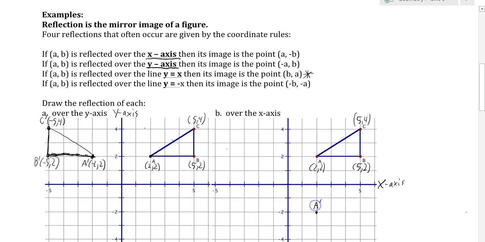So we get A prime is the same x, the opposite of y. B prime is the same x, the opposite of y. And C prime is the same x, the opposite of y. And there's our reflected image over the x-axis.